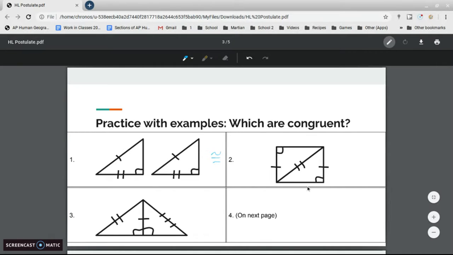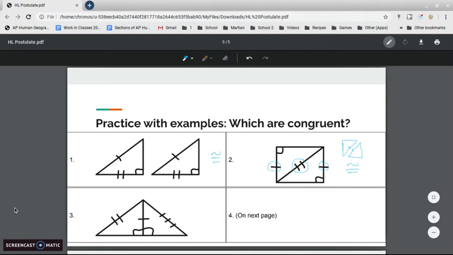Now number two looks a little bit different. Try to think of this as if there's two triangles, not that they're necessarily together. That might make it a little easier. But we have the right angles, then we have congruent hypotenuses. They would be right here. And then we have legs also that are congruent. So also on number two, these would be congruent.